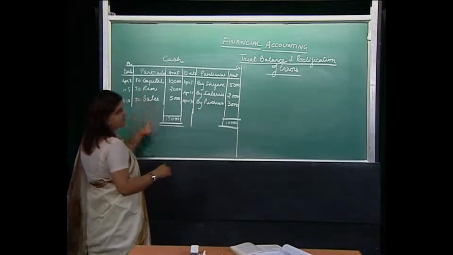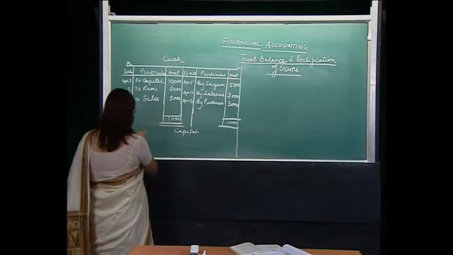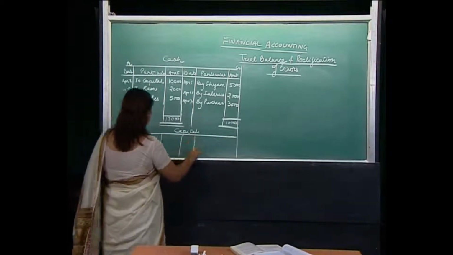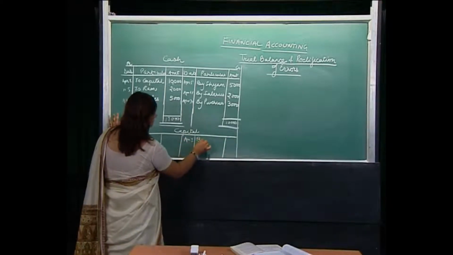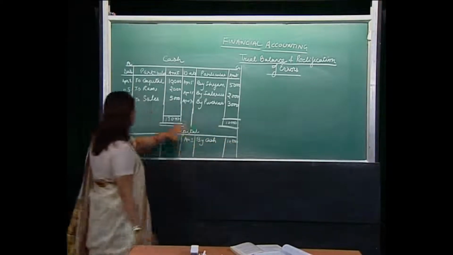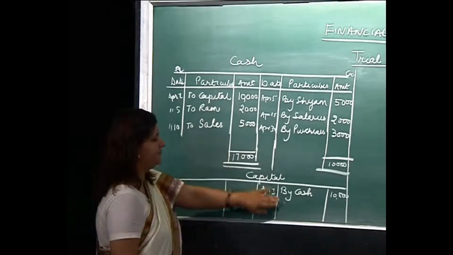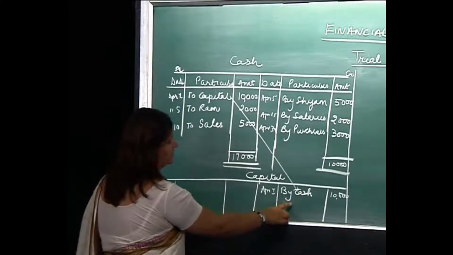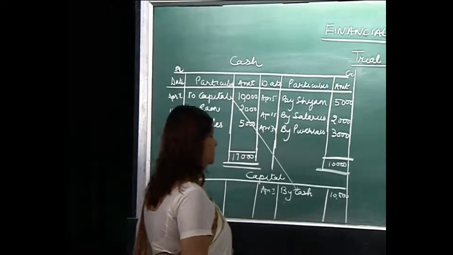So we will open the corresponding accounts like capital, from April 1, by cash will be there 10,000. So this contra entry is being passed. Here the corresponding entry would be shown here. For the debit there is a credit. So we can match up these entries. In the capital account the cash is being credited and in the cash account to capital is being written on the debit side. So we can match up the entry.